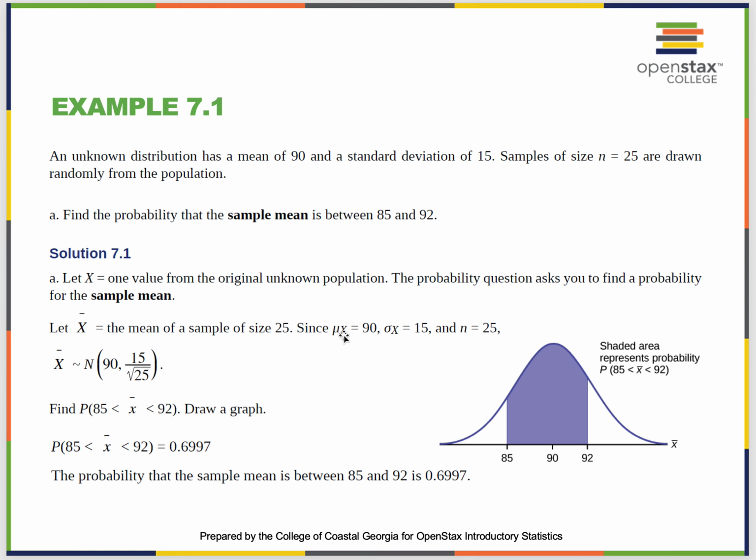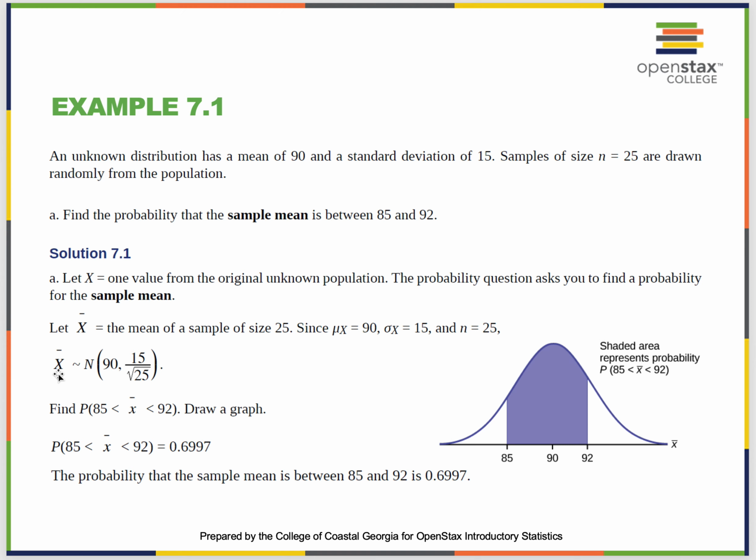Therefore, the mean of this new normal distribution is going to be mu sub x, which is 90. It's the same as the original population, but the standard deviation of this sampling distribution is going to be 15, and n is 25. Mu sub x is 90, sigma sub x is 15, and n is 25.